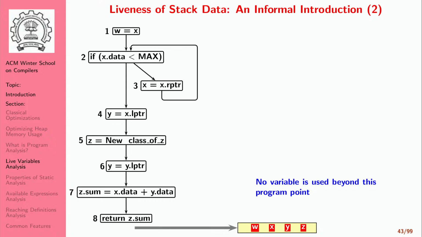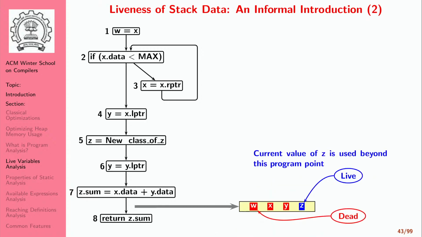After 7, x and y are not actually used, only z is being used. Yes. Why are X and Y live? Only Z is used. Right? I put in a garbage value, any arbitrary value in X and Y, and the execution of this statement is going to be unaffected. What will affect the execution of this statement? If I put something arbitrary in Z. So therefore, before this statement, only Z is live. So the current value of Z is used beyond this program point. It is live, everything else is dead.